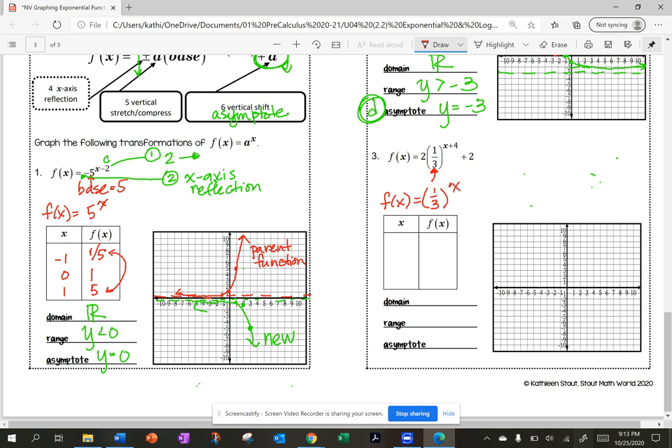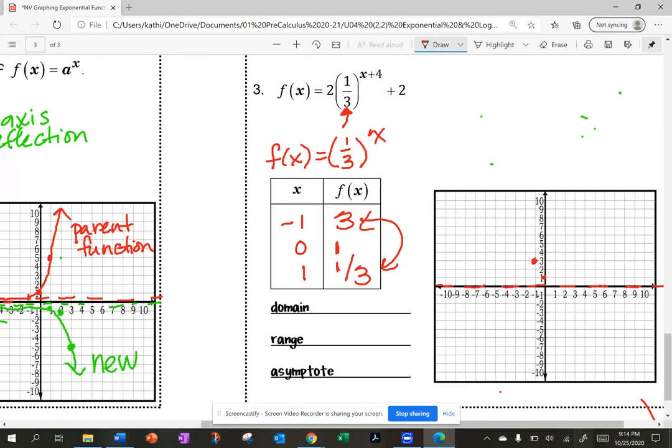I am still plotting my same 3 points, -1, 0, and 1. So if I plot 1/3 to the 1 power, that is 1/3. 1/3 to the 0 power is 1. So that makes 1/3 to the -1 power 3. So these are still reciprocals of each other. Okay, so I want to plot my 3 points. So -1, 3, 0, 1, and 1, 1/3. So I'm going to plot these. So this one is a decay. So this one's my parent function.